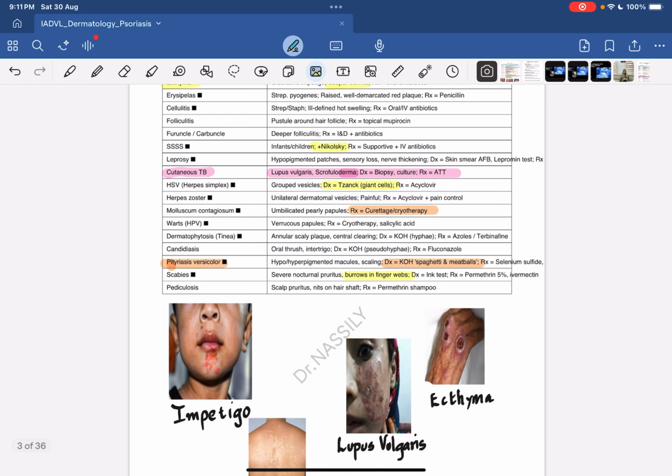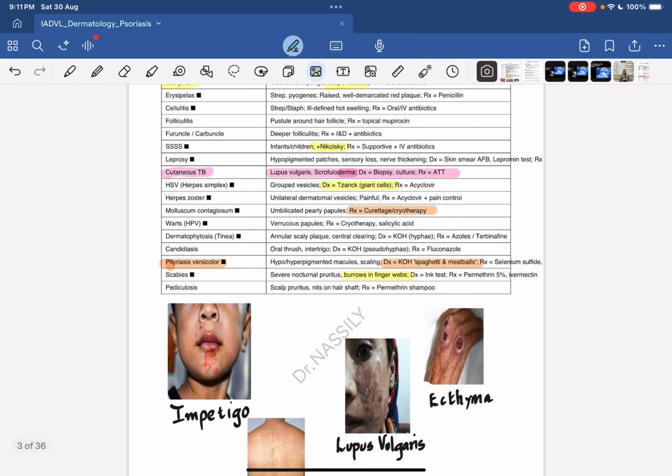In pityriasis versicolor, the patient will present with hypo or hyperpigmented macules, and the diagnosis is by KOH stain. And in that, we will find spaghetti and meatball appearance, and the treatment is selenium sulfide. So, spaghetti and meatball appearance is seen in pityriasis versicolor. Scabies, the patient will present with severe nocturnal pruritus, burrows in finger webs. The treatment is 5% permethrin and ivermectin.